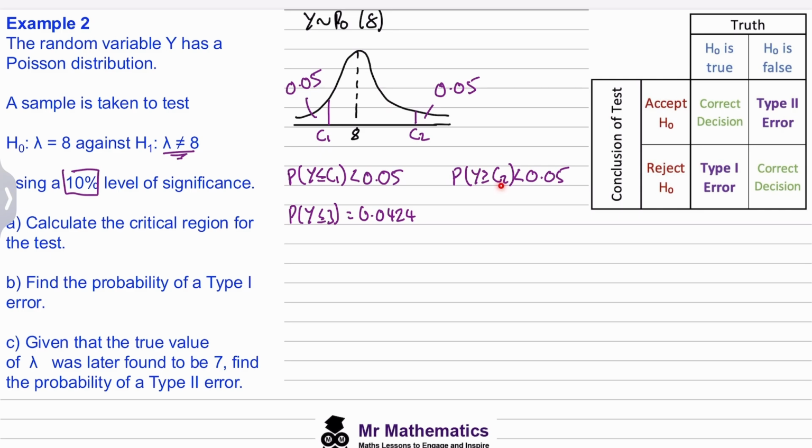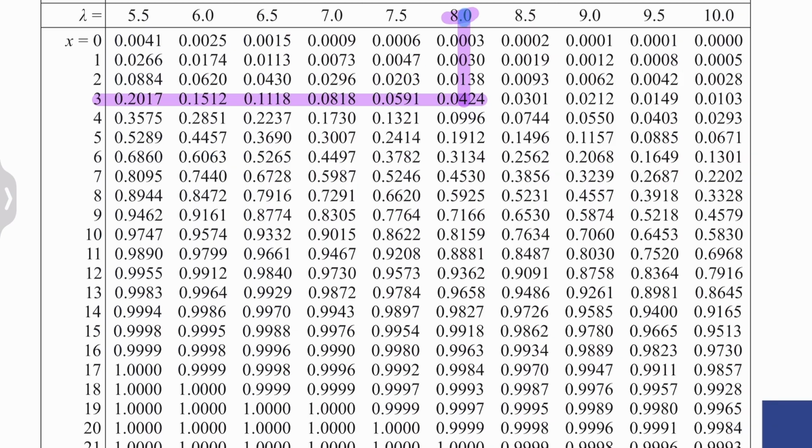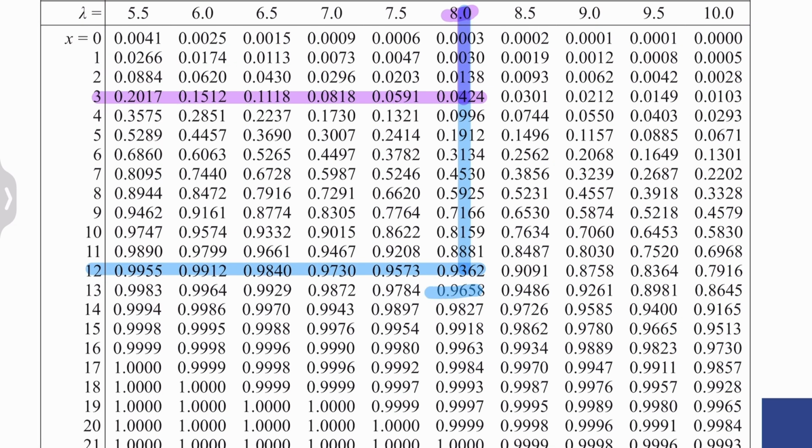And now we need to work out C2. If we go to our tables, we're looking at the probabilities nearest to 95%, which are when X is less than or equal to 12 and when X is less than or equal to 13. So we need to make a note of these two probabilities.